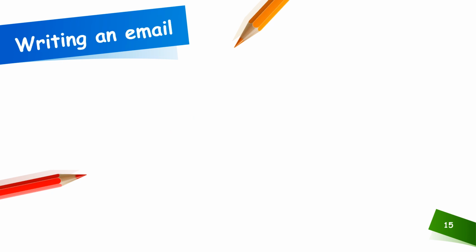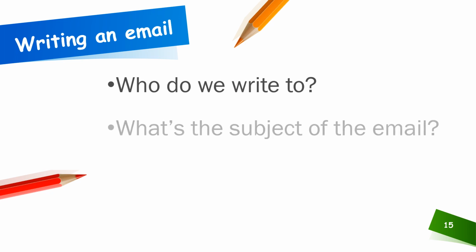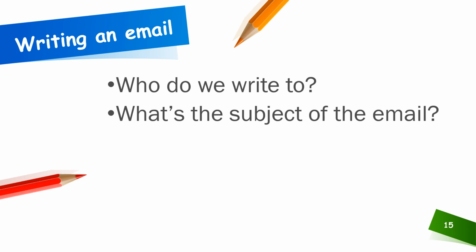Right. When you write an email, okay, what are the points that we need to write this email? First, we need to know who do we write to. Okay, in this case, we have to write to our cousin. What's the subject of the email? So the subject gives you an idea of what the email is about. Okay, so it's like a topic for your email. So in this case, maybe our subject should be my trip.